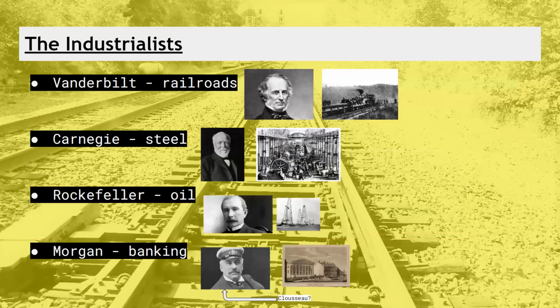So the industrialists, they invested into this stock, and it was successful for these people. Vanderbilt, Carnegie, Rockefeller, and Morgan, and they had four different industries. There was railroads for Vanderbilt, then Carnegie had steel, and Rockefeller had oil, and then Morgan had banking.